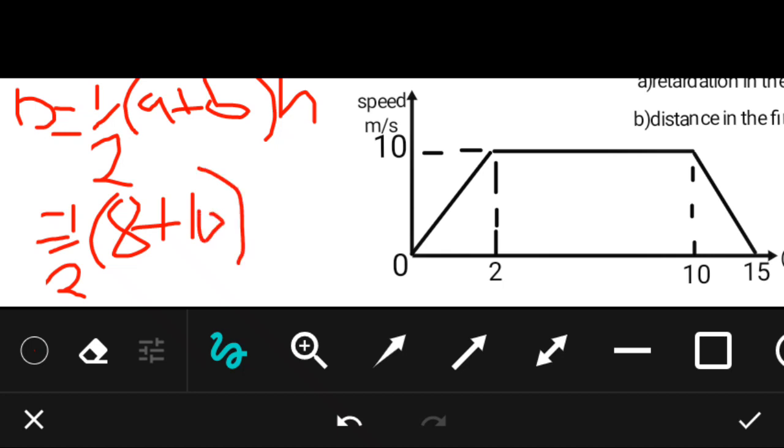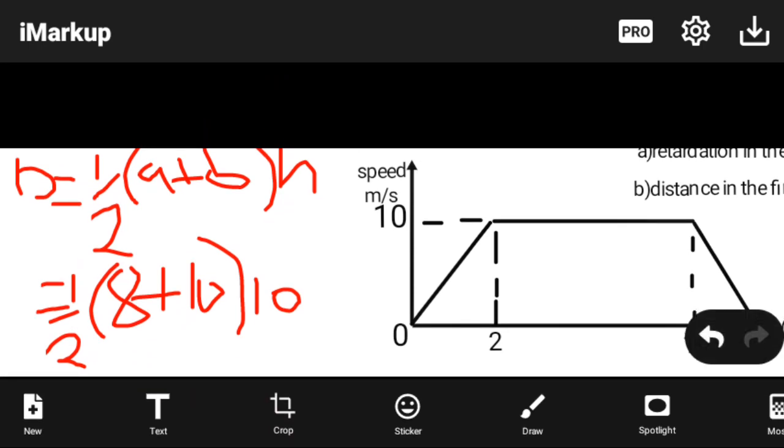Then the height there is what? This side, the height is the distance from there going up like that. So that is 10 again. Okay, the height was 10. Mind you, we are finding the distance in the first 10 seconds. Down here we have the time in seconds, so we are looking for the distance in the first 10 seconds. Okay, then from there now we can proceed.